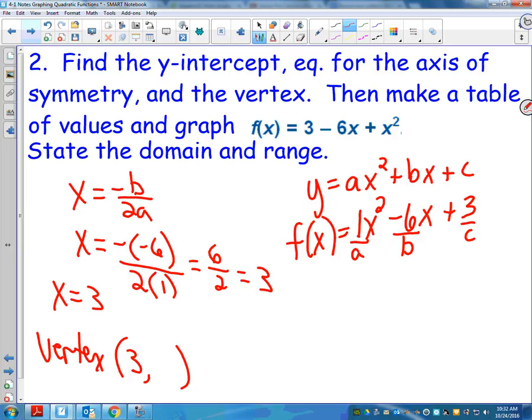How could I find the y value that goes with that? Chandler. What? Quit talking. Okay.